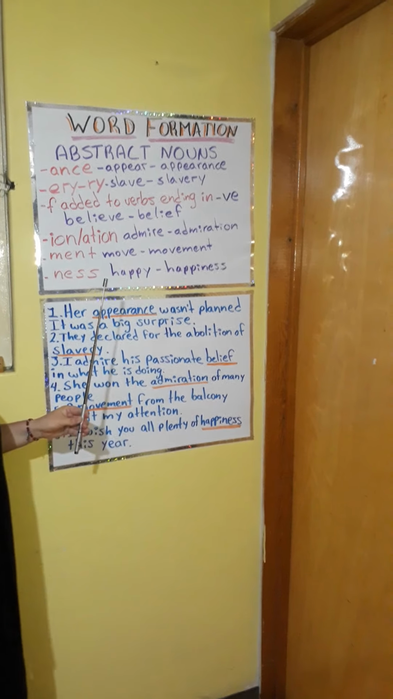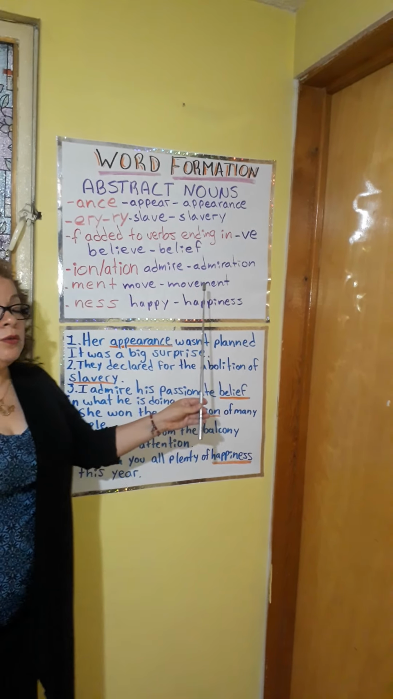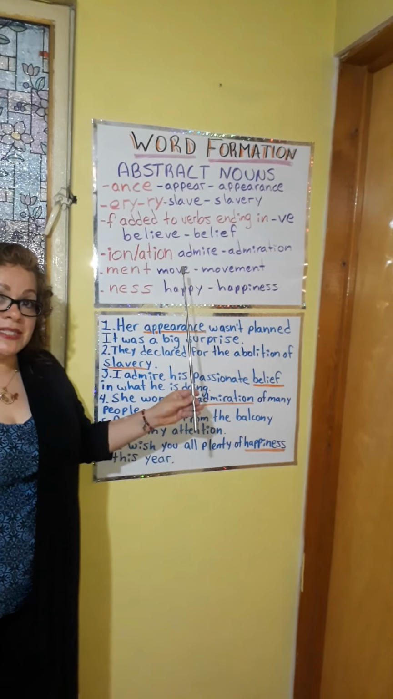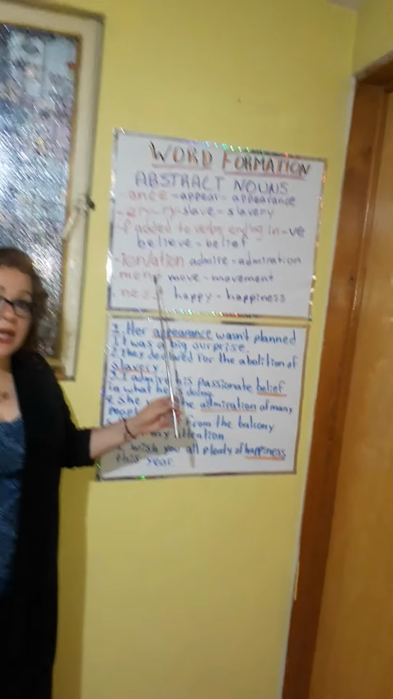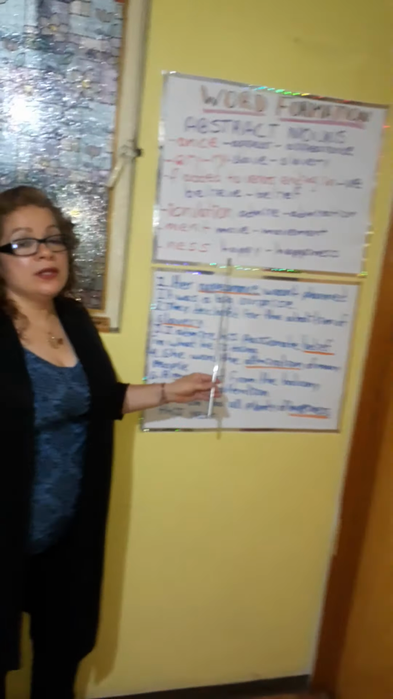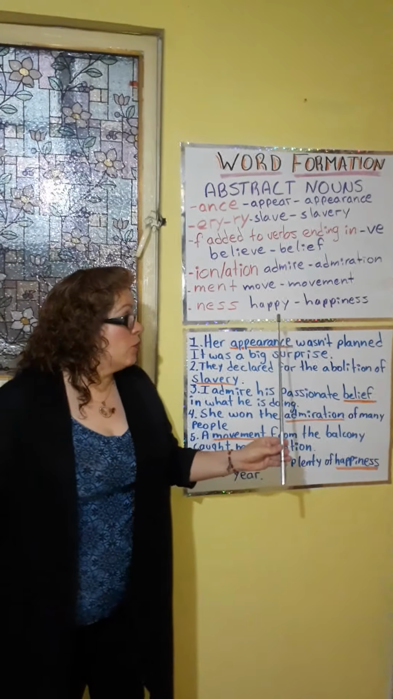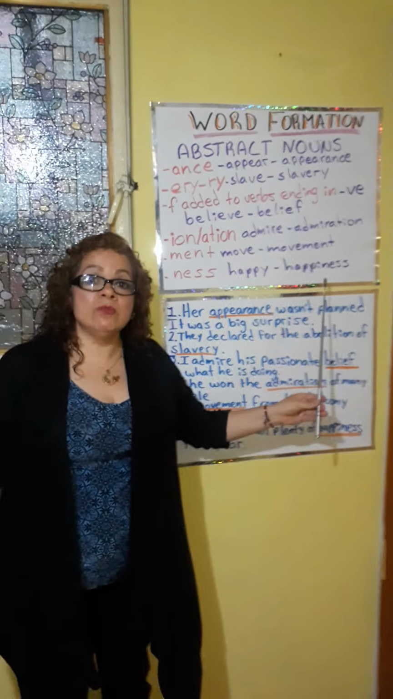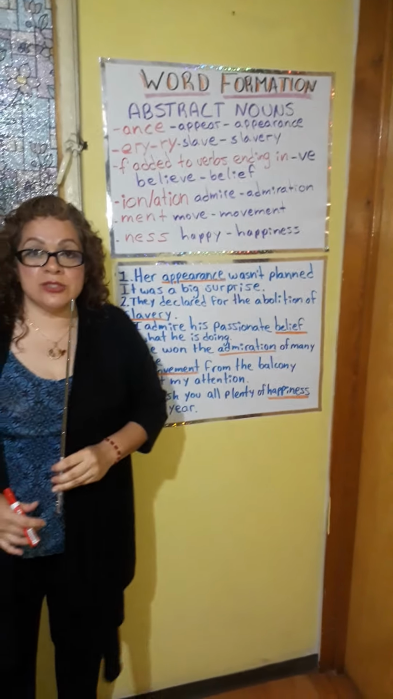Then we have -ment: move, movement. Move is a verb. We are adding the suffix -ment and we create an abstract noun. Then we have -ness. Happy is an adjective. In this case, this is not a verb, and we create an abstract noun, happiness. Okay, so let's see this in some exercises.